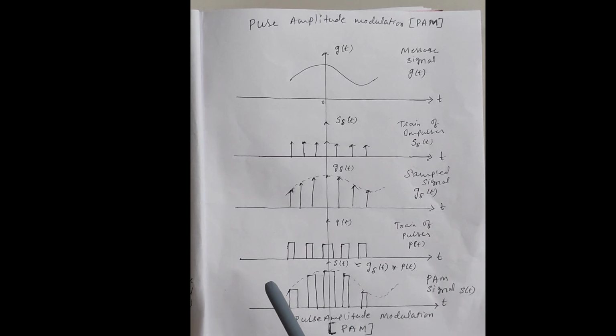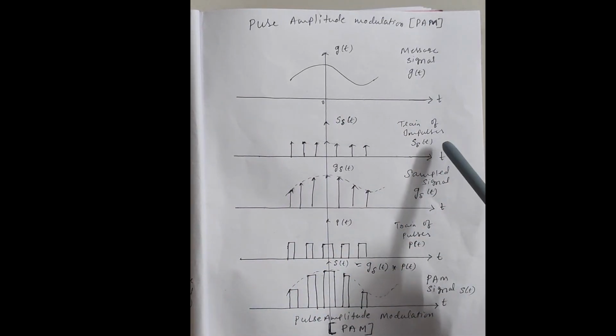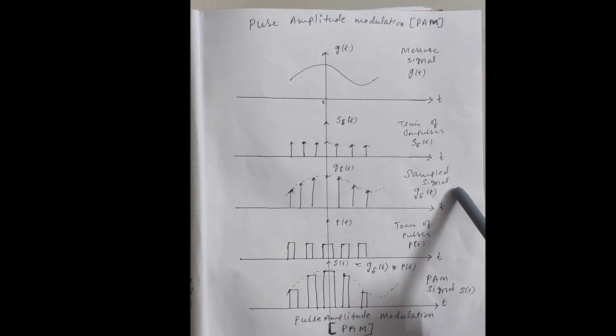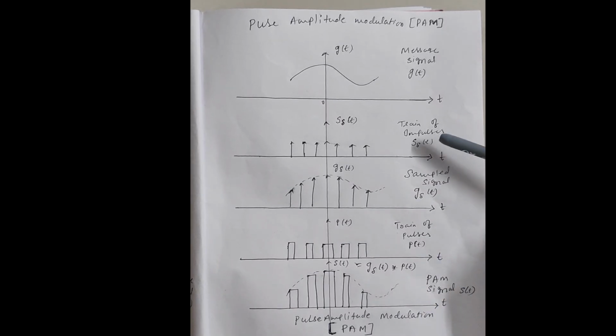Pulse amplitude modulation is where the amplitude of the carrier pulse is varied in accordance with the message signal. Here we are representing the message signal as g(t), the train of impulses as s_delta(t), and the sampled signal as g_delta(t). The train of pulses is represented by p(t), and the PAM signal is represented by s(t). This is the train of impulses and this is the train of pulses.